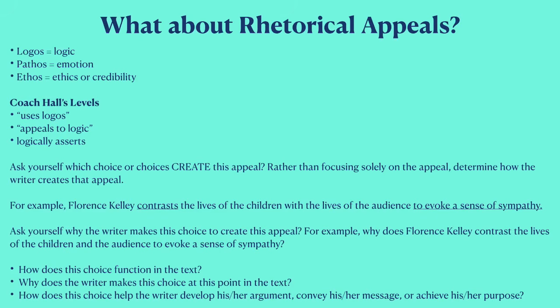So a couple years ago, I noticed that my emerging writers were very adept at recognizing logos, ethos, and pathos. However, once they found a rhetorical appeal, it was a lot harder for them to figure out what the choice was, and they were much more tempted to write about that appeal, and it led to a weaker essay. So one of the things that I encourage my students to do now is if they find an appeal, let's say they notice that there's an appeal to logos, I encourage them to ask themselves, what makes this logical? Which choice is the writer making in order to create this logical appeal? And when they think of it that way, they're able to identify the actual choice that the writer is making.